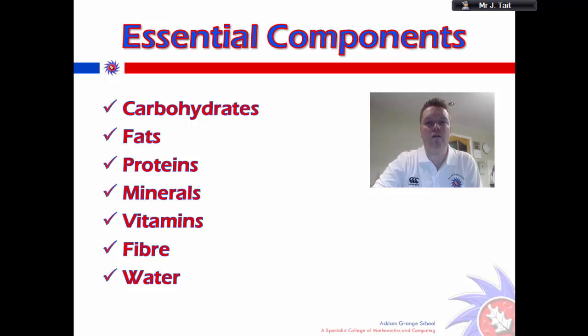So if we look at the 7 essential components, they're all there. I'm not going to read them all for you, you can see them all there, but I'm going to go through them one by one and talk to you a little bit about what they are, where you can find them, and why it's important for our body.